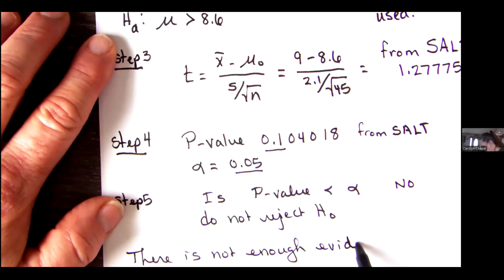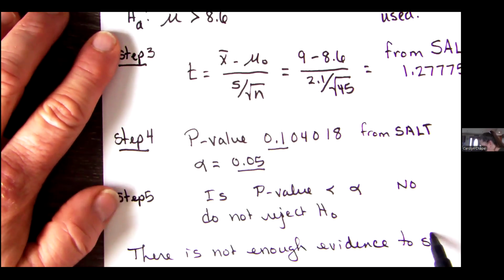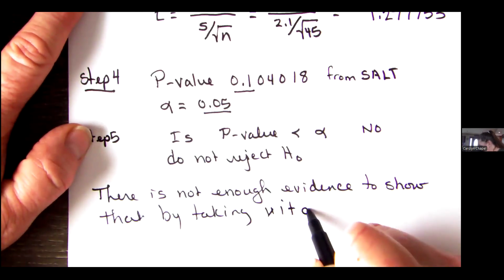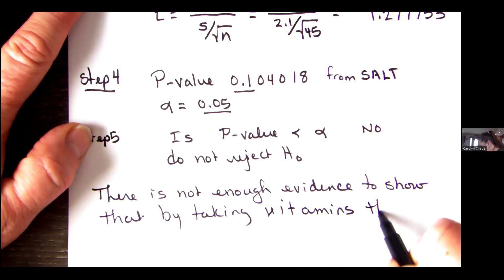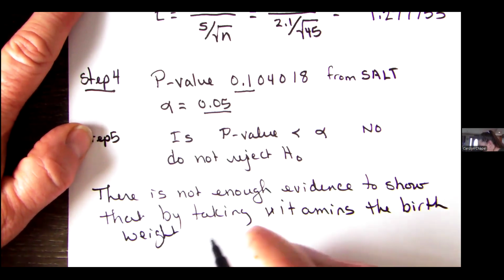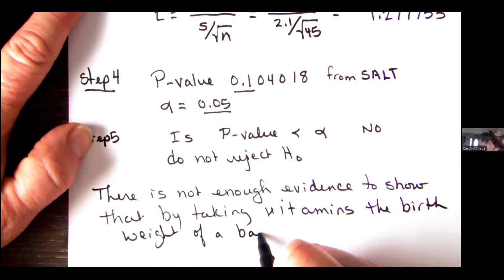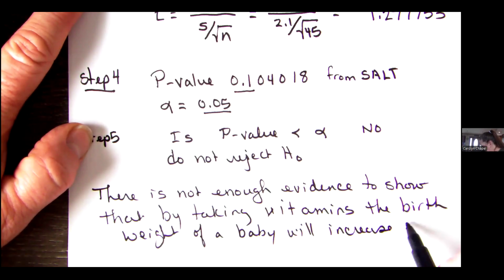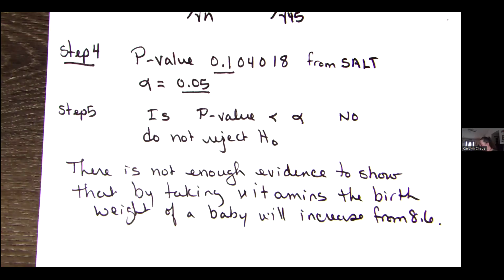evidence to show that by taking vitamins, or at least these vitamins, the birth weight of a baby will increase. From that 8.6. So in other words, the vitamins, we saw an increase.